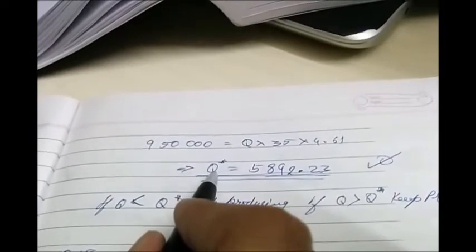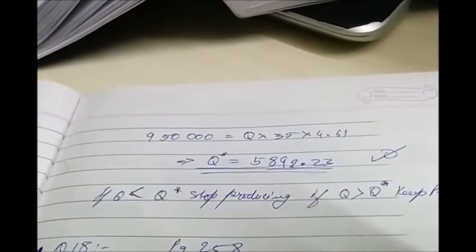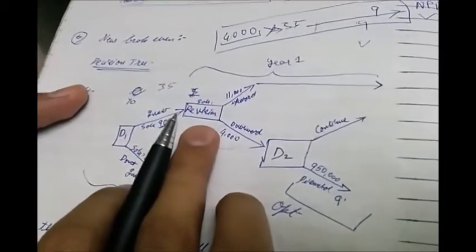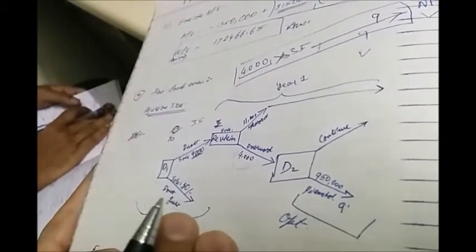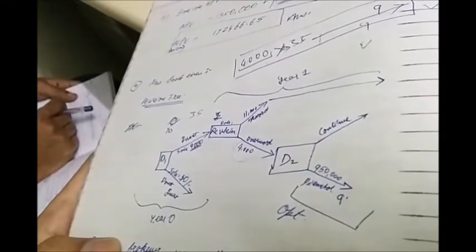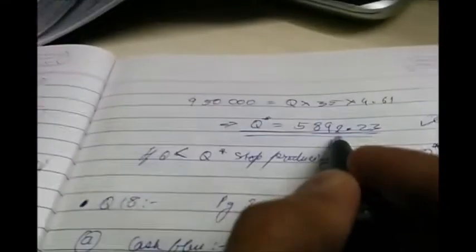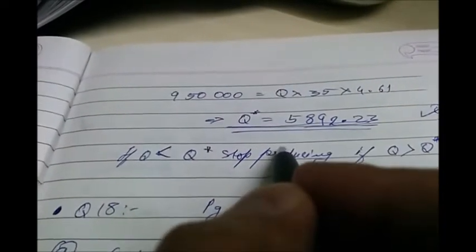Now, if suppose the actual quantity after 1 year, I have produced 9,000 units, but my research shows that for the next year I would be able to sell say 6,000 units. So will I be going on with the project? Yes, because 6,000 is greater than this Q star. But if it is less than this, say 4,000, then I'll stop producing and I'll go for selling this.